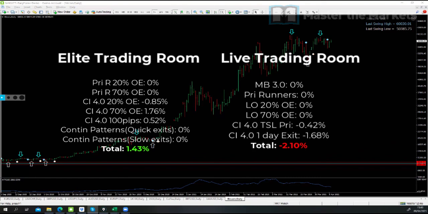And the Cash In one day exit, similarly, is a minus 1.68% loss on there, bringing us a total for the Live Trade Room of minus 2.10%. And therefore, a total across both rooms, between the Elite Room and the Live Trading Room, has given us just a loss of minus 0.67%. So just over 0.5% on our account, which is not too bad for the number of trades that we have taken.